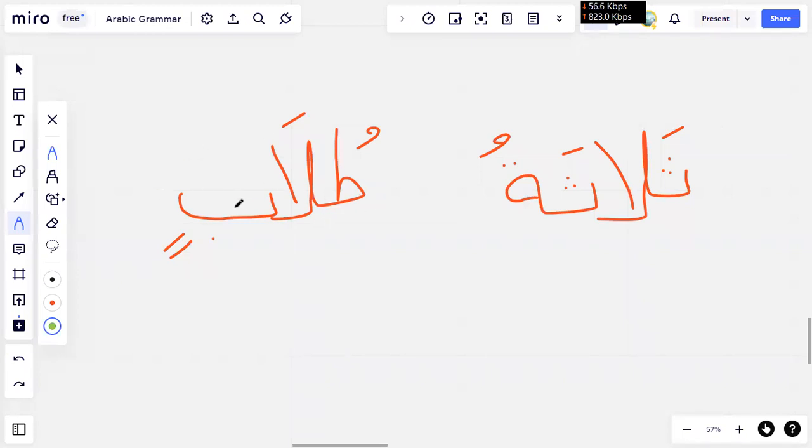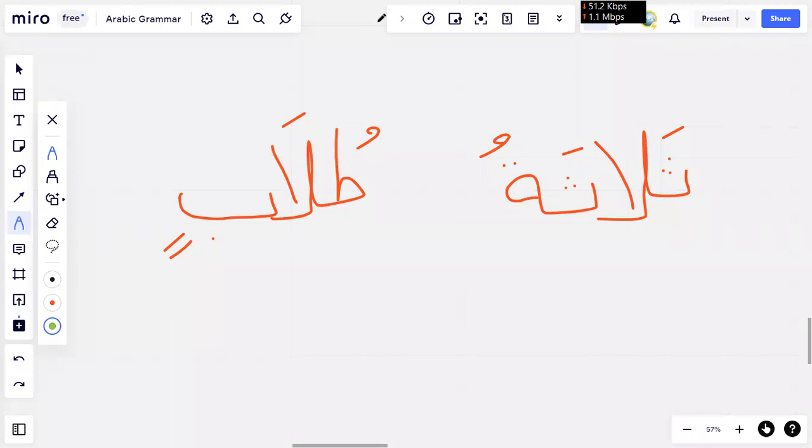Since madud is treated like mudaf ilayhi from 3 to 10, the second rule is: madud from 3 to 10 is always jama majroor. What is the second rule?